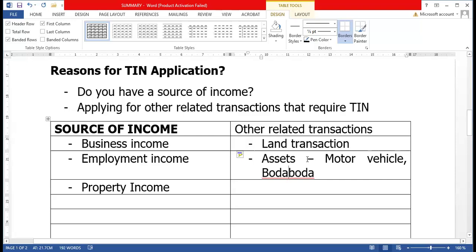So you are not in a business. You may find that it's just your car for personal use. But you may need a TIN for the transaction to be complete.